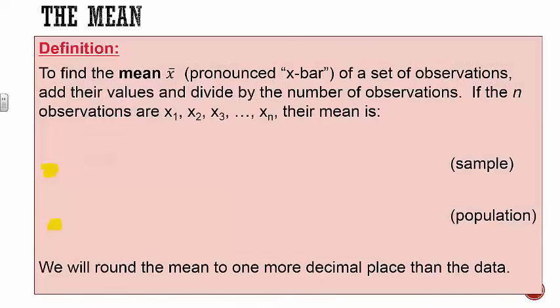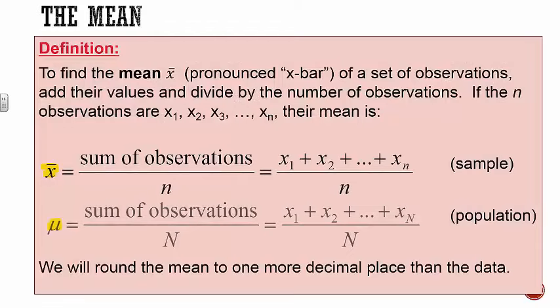Alright, so the first thing we want to talk about is the mean. Now, the mean is the average of your observations. Typically, people call it the average, but the technical name is the mean. The formula for the mean is given below. Basically, all you do is add up your observations and then divide it by however many observations you have.